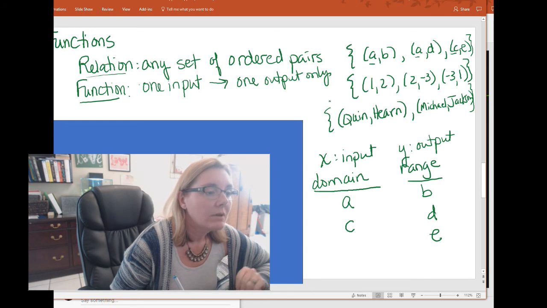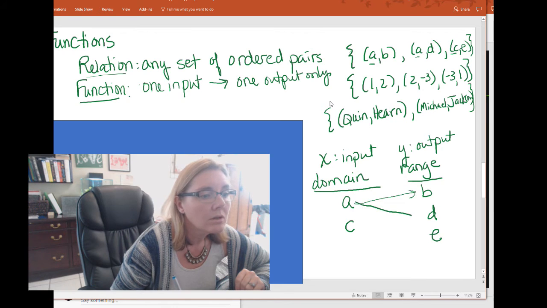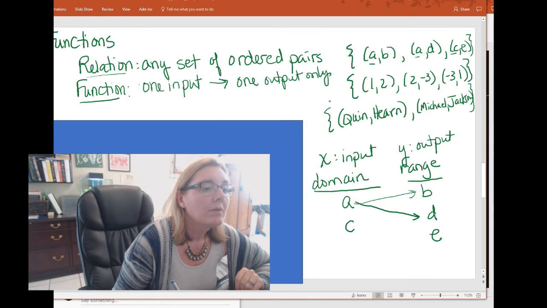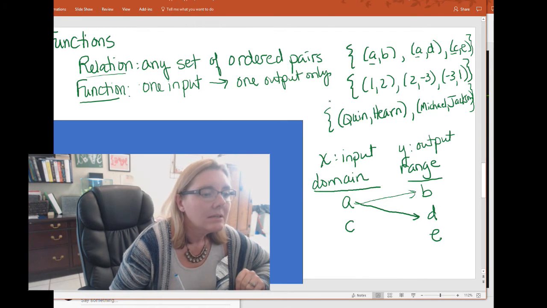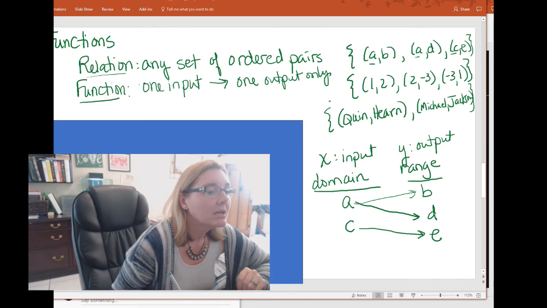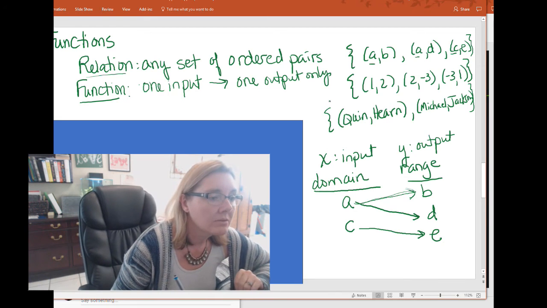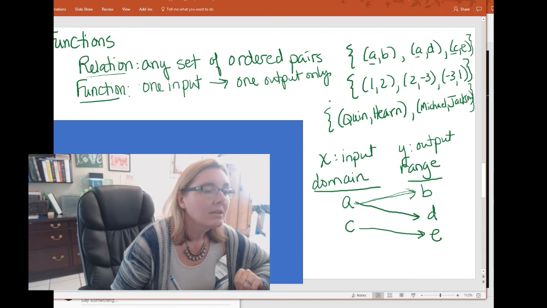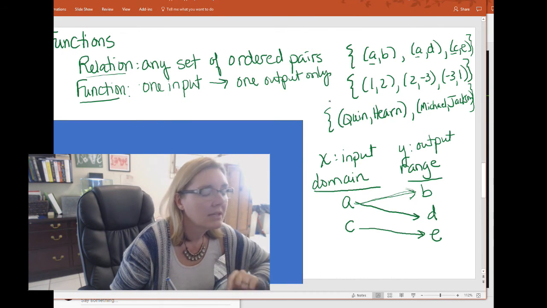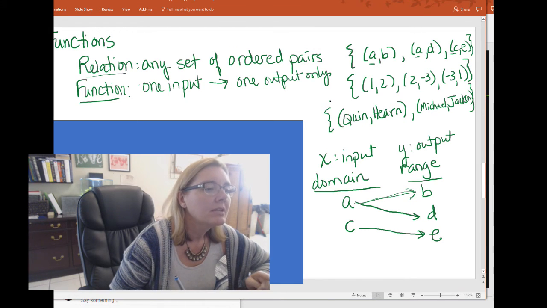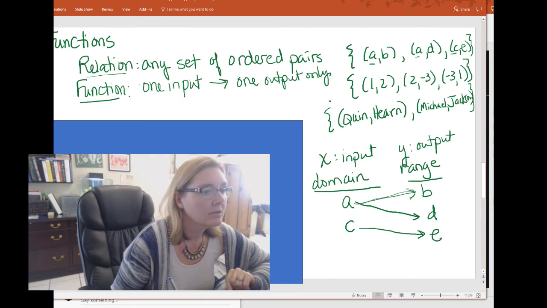Well, I would have to specify in this case because the output could be B or it could be D. A matches up with both. C, there's no doubt about C. C matches up with E. But if I just were to tell you A, you wouldn't know which ordered pair I was talking about. So what that means is that this is not a function. Anytime the input points at more than one output, it's not a function. Anytime the X, in other words, matches up with more than one Y, it's not a function.